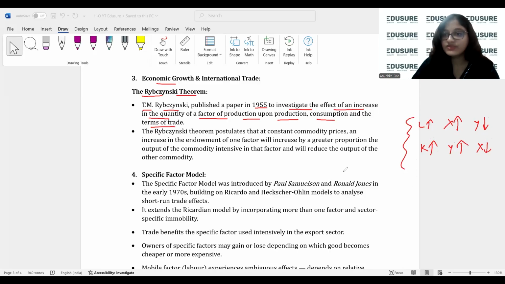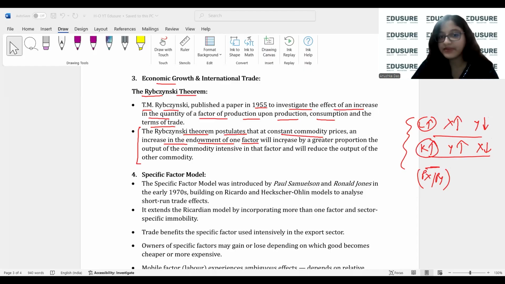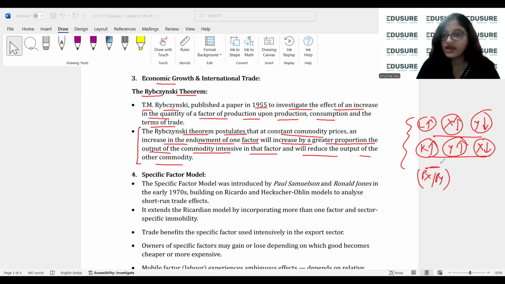So this is what is known as the Rybczynski theorem, keeping in mind the commodity prices are unchanged. This is important. Commodity prices are not changing, but these things are happening. Here in the second point, you can see that the Rybczynski theorem postulates that at a constant commodity price, an increase in the endowment of one factor, it can be either labor or capital, will increase by a greater proportion the output of the commodity intensive in that factor. If X is intensive in labor, X will increase by a greater proportion. If Y is capital intensive, Y will increase by a greater proportion and will reduce the output of the other commodity. The other commodity output will decline. This is the Rybczynski theorem.